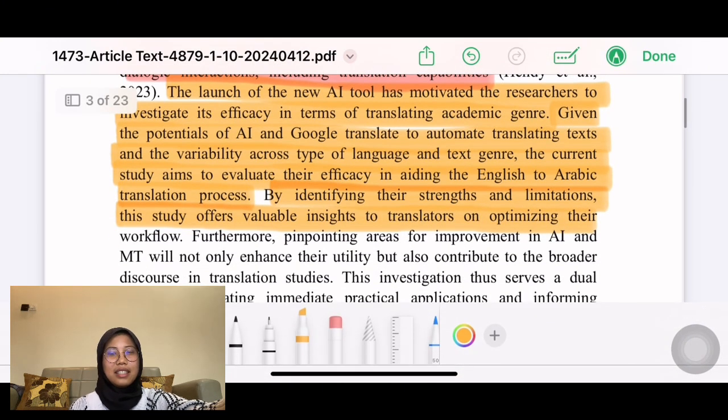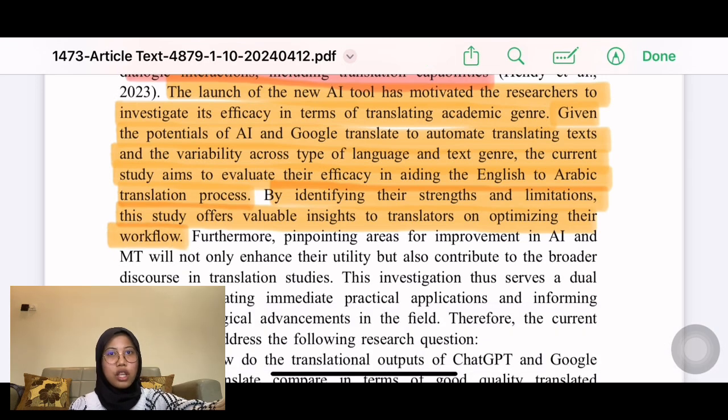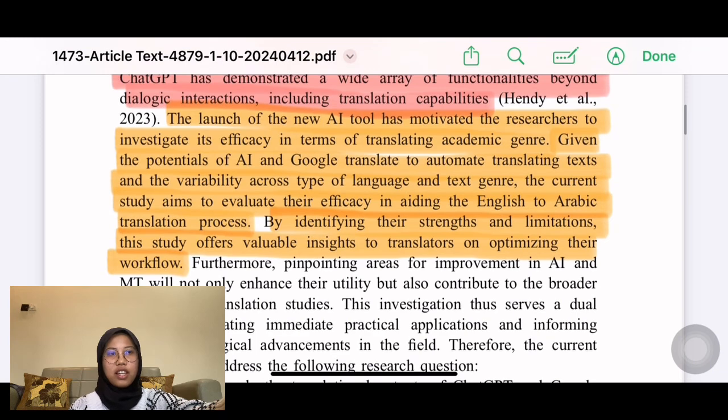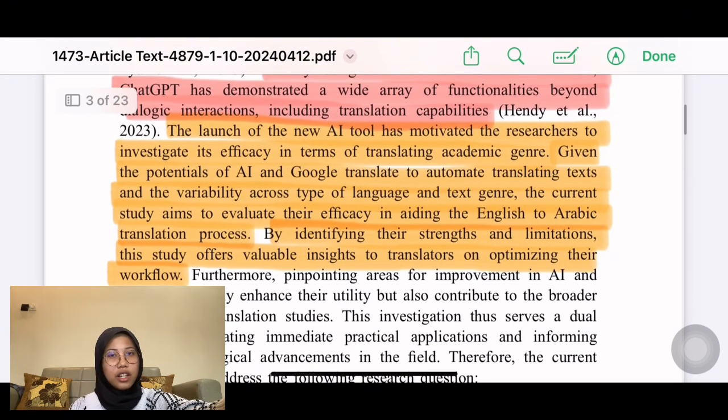Okay, this is clearly the purpose of the study. In academic writing, the purpose section tells the reader what the study will do, and here the author directly states that the aim is to evaluate and compare ChatGPT and Google Translate for translating academic abstracts between English and Arabic. So this part is categorized as purpose because it clearly describes the specific aim of the research.